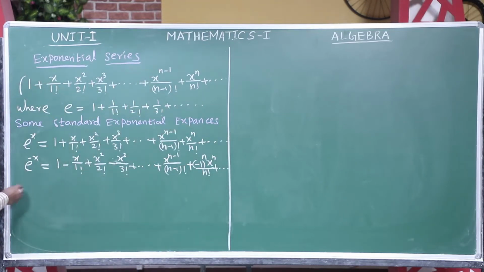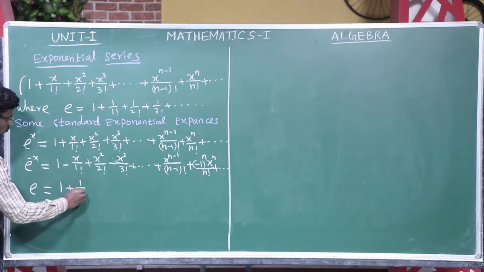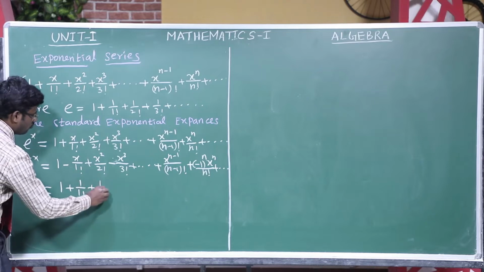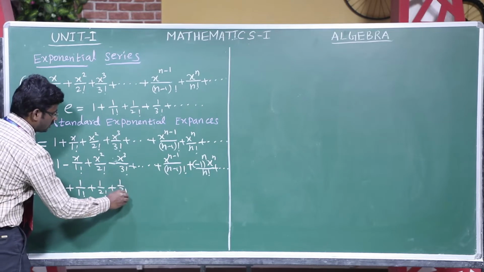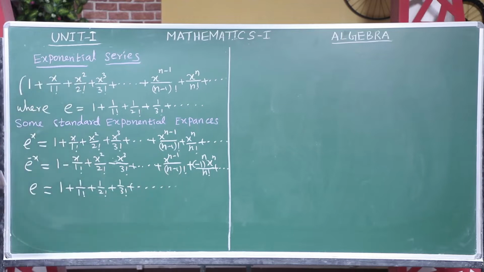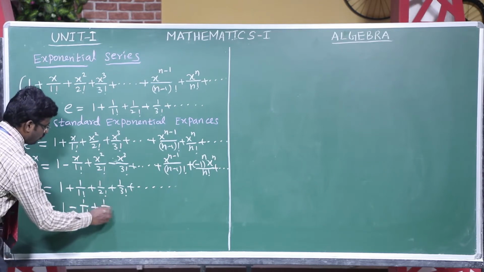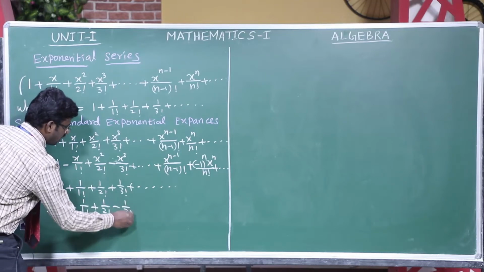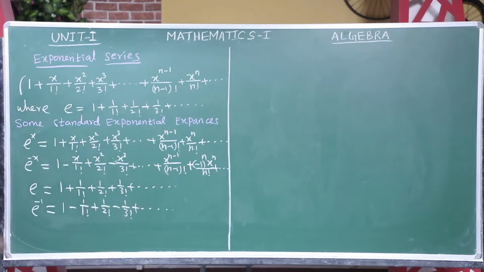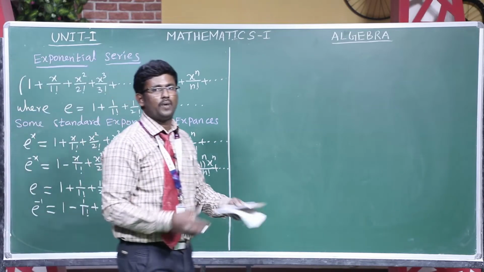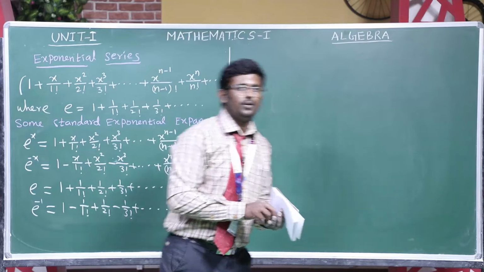Then e is equal to 1 plus 1 by 1 factorial plus 1 by 2 factorial plus 1 by 3 factorial plus etc. Then e power minus 1 is equal to 1 minus 1 by 1 factorial plus 1 by 2 factorial minus 1 by 3 factorial plus etc. is going on. These are the standard exponential expansions. Then I will go to the problems.